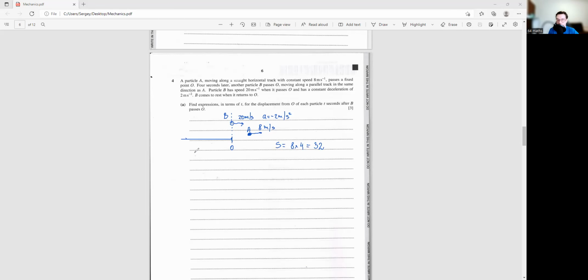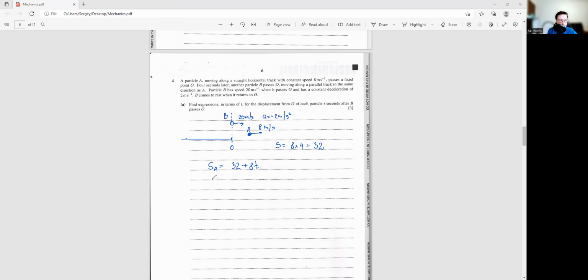Okay, now let's start with the expression for the displacement from O for the particle A, because that's the easiest. So when t equals 0, A was 32 meters away from point O, so it's 32, and it keeps moving further with the velocity of 8. So it's going to be plus speed or velocity times time. So 32 plus 8t would be the formula for the displacement of the particle A.